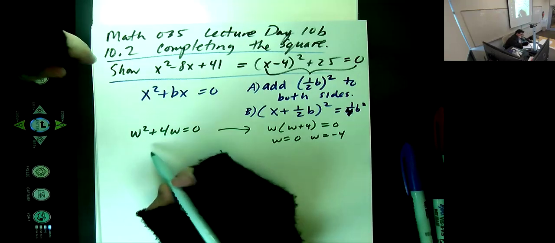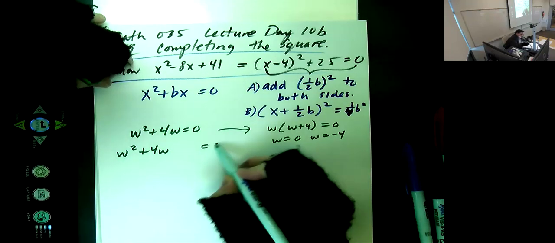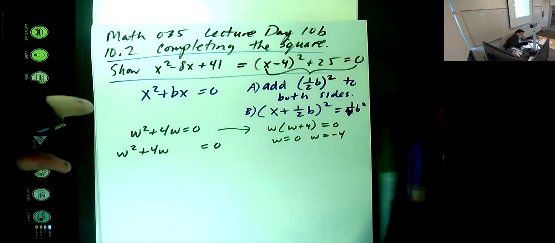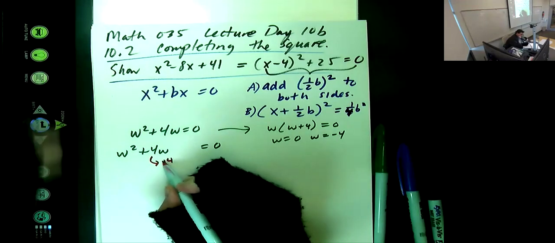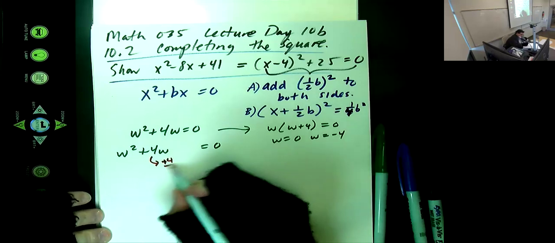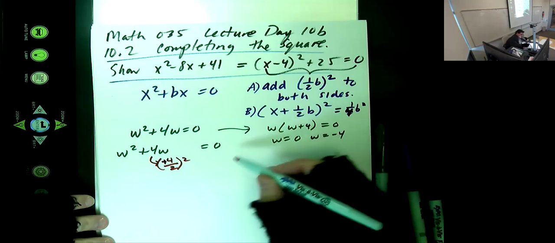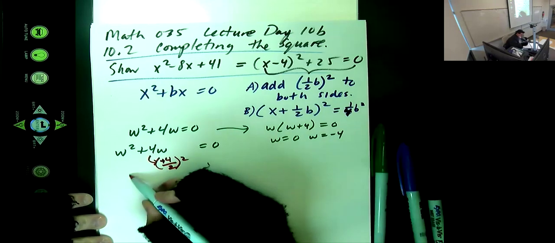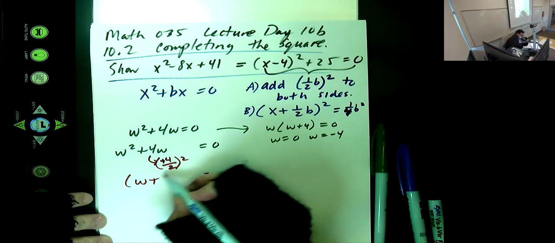So I'm going to give myself a little room. I should have done it on the last line. What I'm going to do is take this 4, and it's a positive 4, I'm going to bring down the sign with it. I'm going to divide it by 2 and square it. That's what goes in parentheses right here. Positive 4 divided by 2 is plus 2.